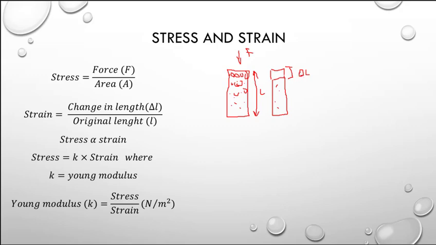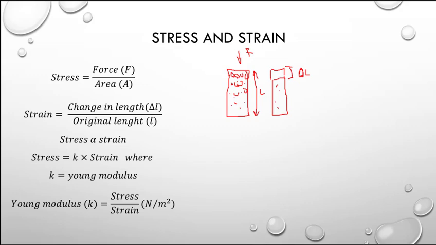Now the delta L that occurs there is the change in the length as a result of the force that was applied. Now what stress is simply saying is that it is the force that is applied to this material divided by the area of the material. That is what stress is. Now if the elastic limit of this material has not been reached, immediately the force is removed, you will see that the material will return back to its position.